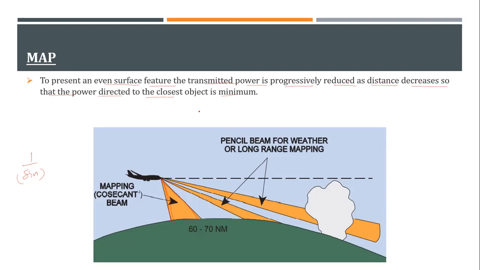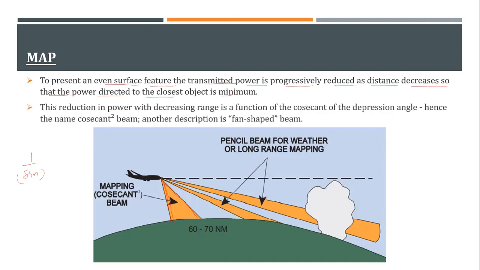You don't require so much power. Why? Because you're not using it. So just switch it to less power. The reduction in power with the decreasing range is a function of cosecant. This is why the cosecant name is given. Hence the name cosecant square beam.